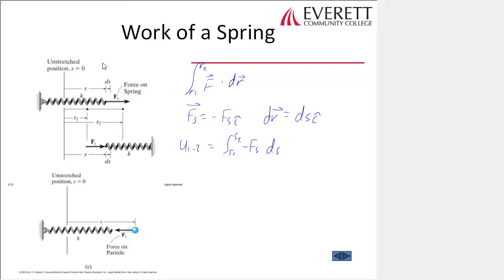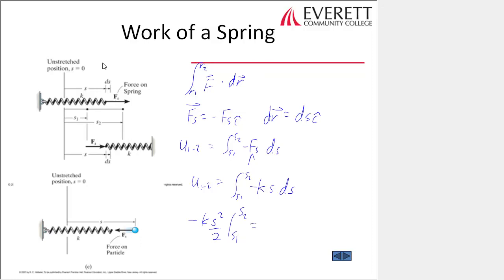What is the force of a spring? K delta s, good. So I'm going to just plug that in for force of the spring. So we have the work from 1 to 2 is equal to the integral from s1 to s2, negative ks ds, and I integrate. I get negative k s squared over 2 from s1 to s2.